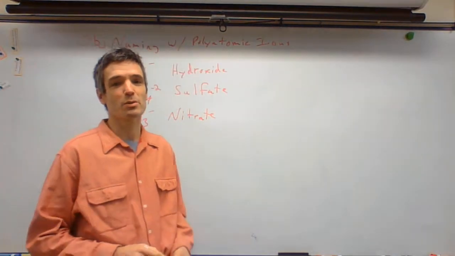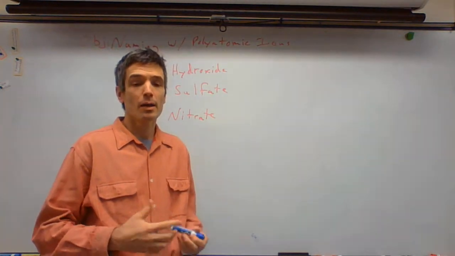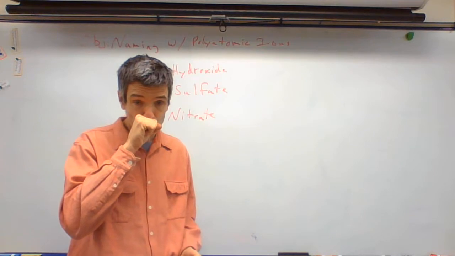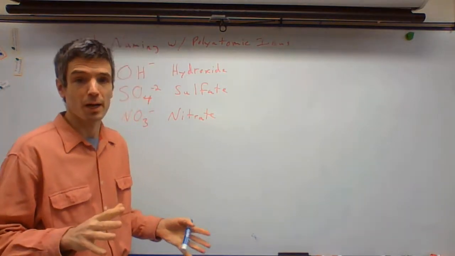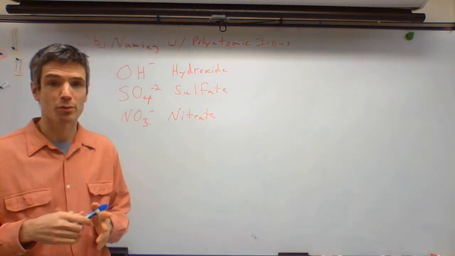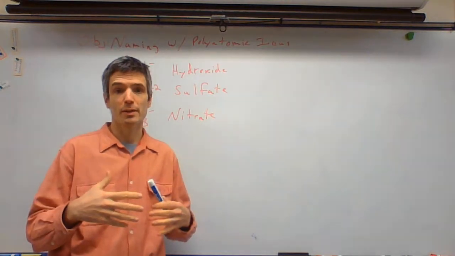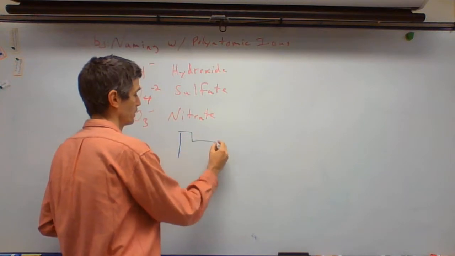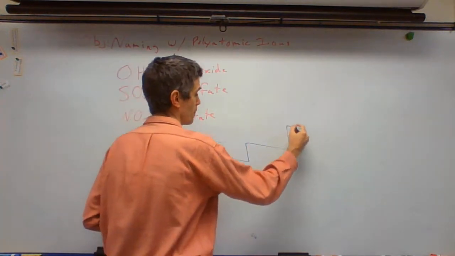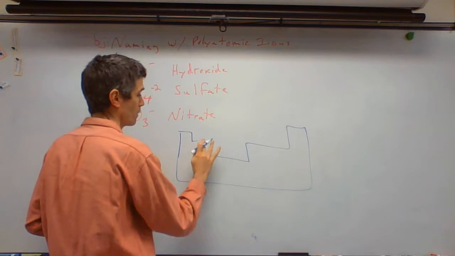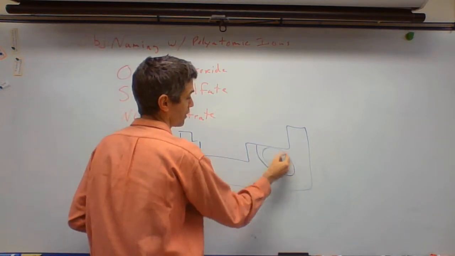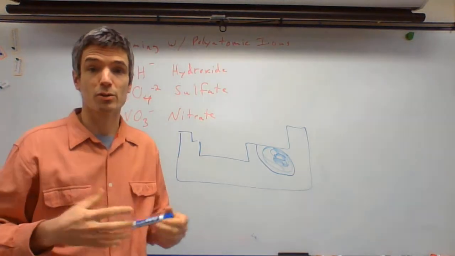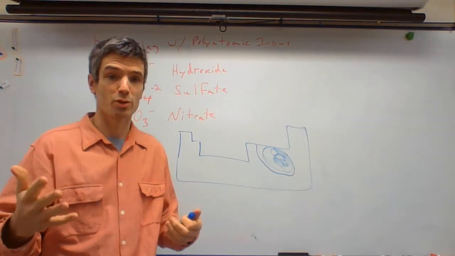The purpose of this video is for you to be able to name compounds with polyatomic ions. A polyatomic ion is when you've got two nonmetals from this area that are covalently bonded, so they're sharing the electrons, but they still have an overall charge.